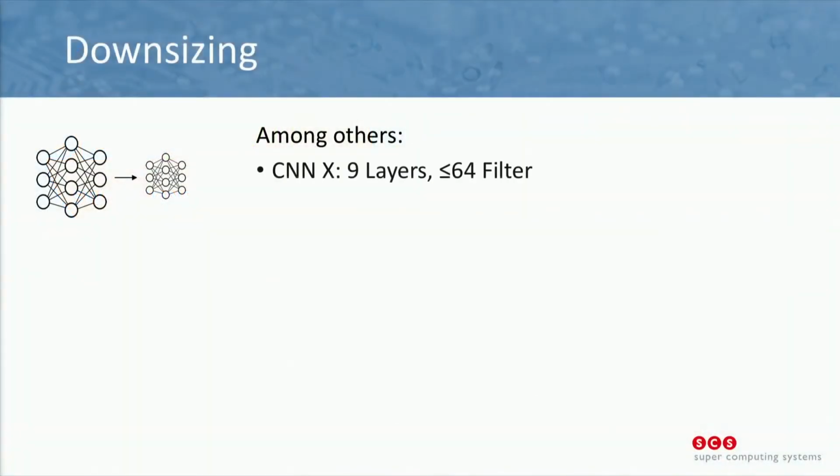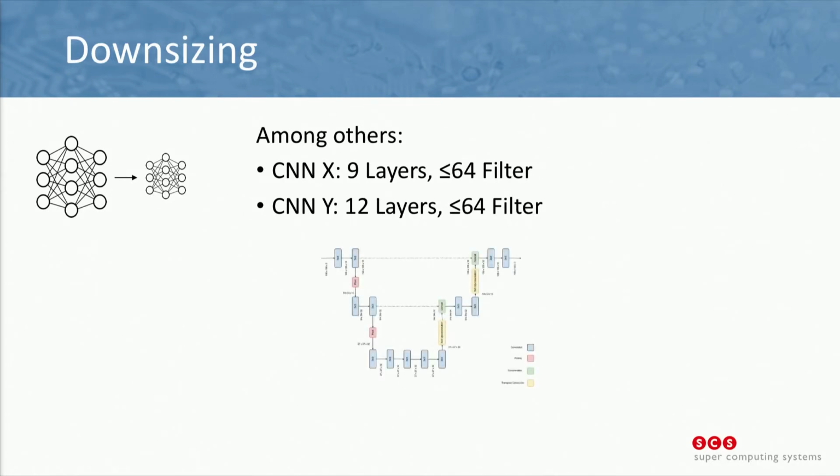Among other nets that we worked with here were the CNNX, as I call it here, and the CNNY, both with very low amount of layers and a low amount of filters. Here you can see CNNY. You can still see the UNet-like shape, but it's shrunk down very much. And so this was actually the net that we came up with in the end, that served our purpose well.